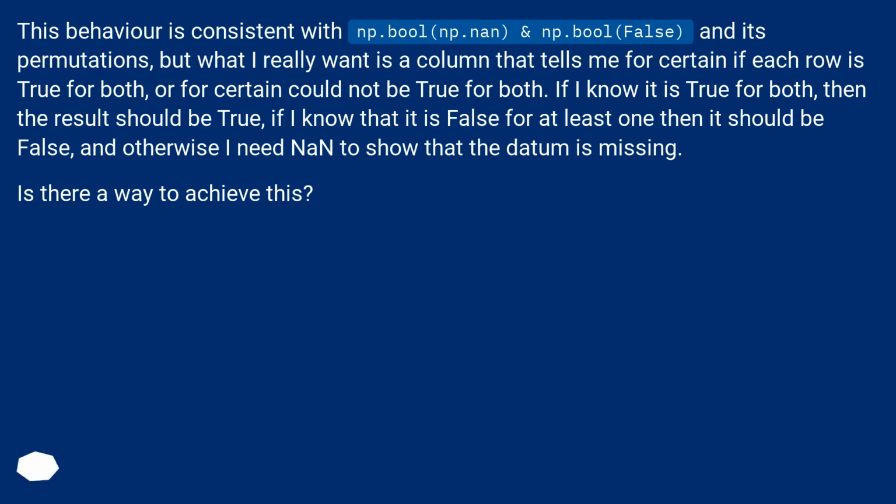column that tells me for certain if each row is true for both, or for certain could not be true for both. If I know it is true for both, then the result should be true. If I know that it is false for at least one, then it should be false, and otherwise I need not a number to show that the datum is missing. Is there a way to achieve this?